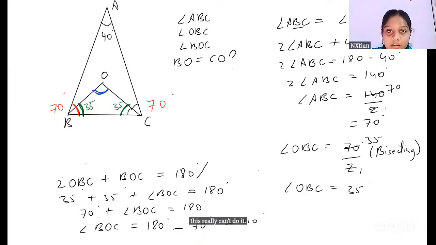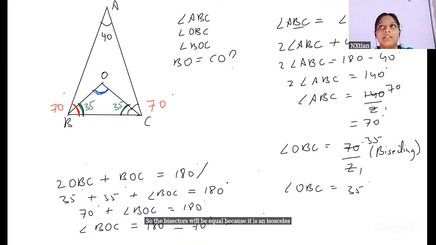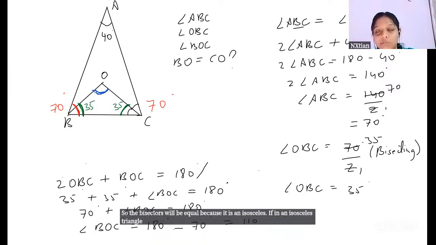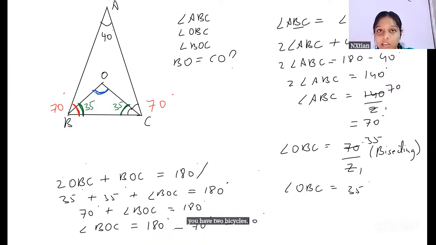Now, next is if BO equals CO, it's asking if the bisectors are equal. So the bisectors will be equal because it is an isosceles triangle. If in an isosceles triangle you have two bisectors, they will be equal. Why? Because this side is equal to this side and this angle is equal to this angle. So the bisectors of these two angles will also be equal. Okay, got it?